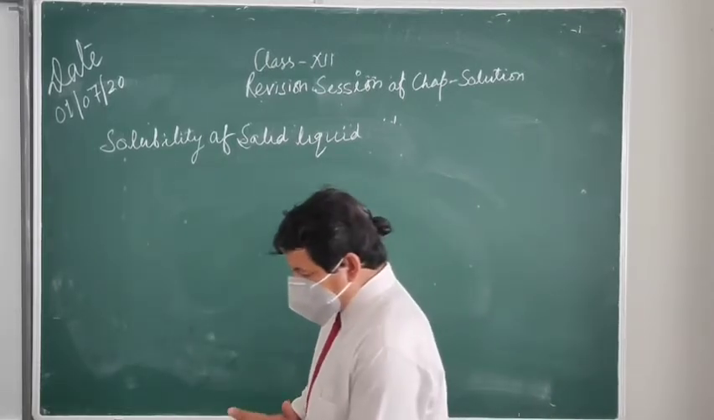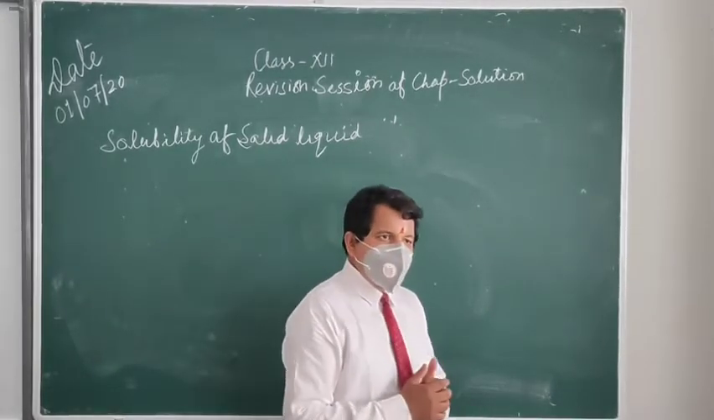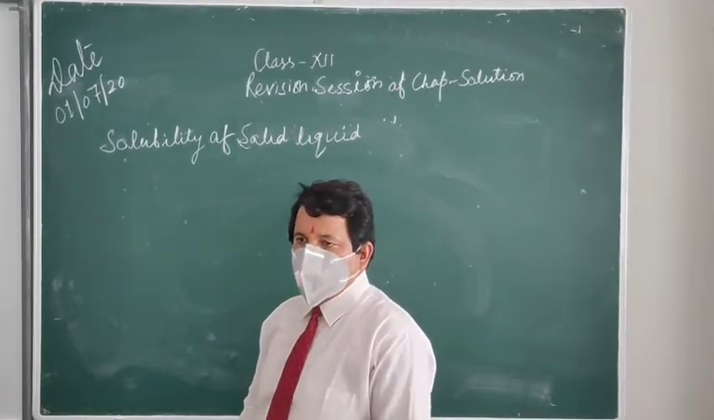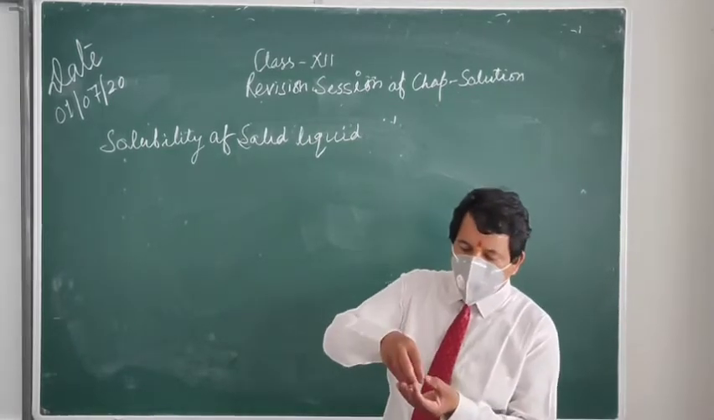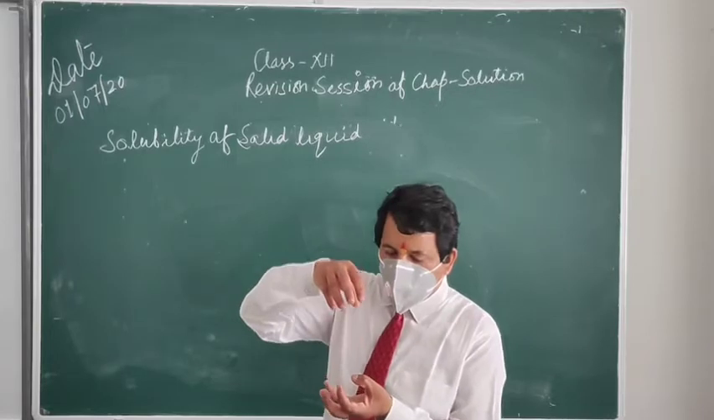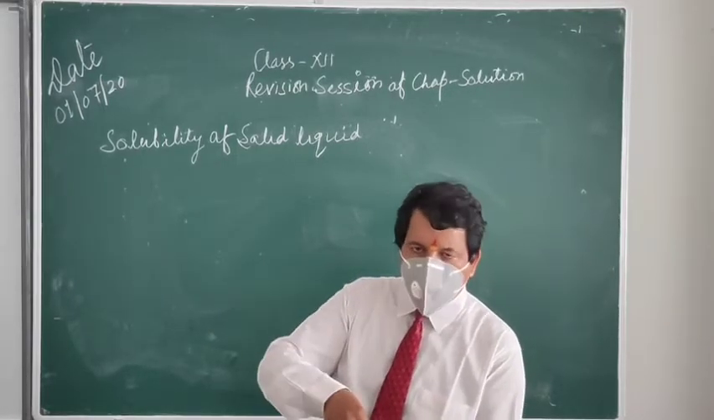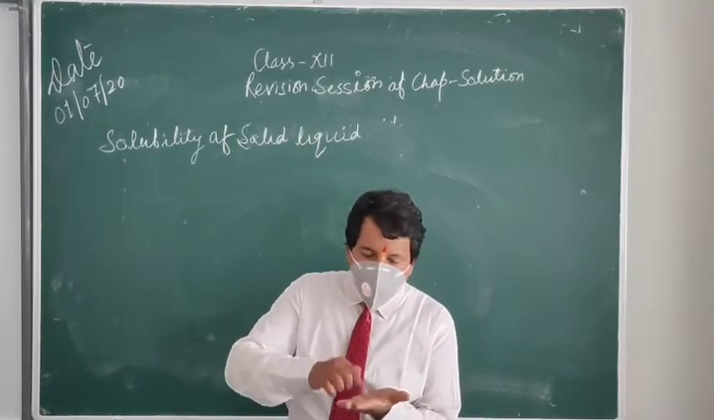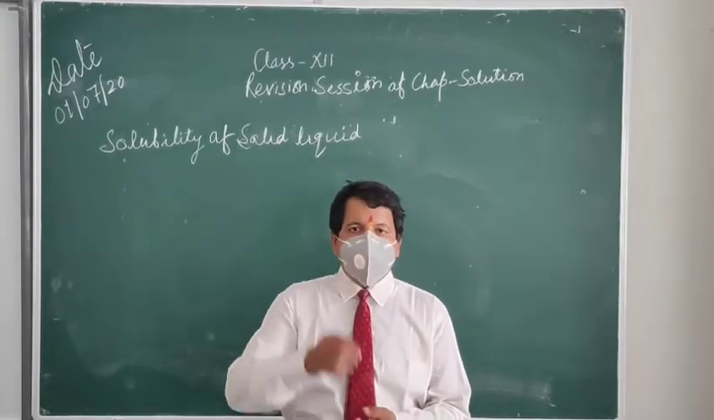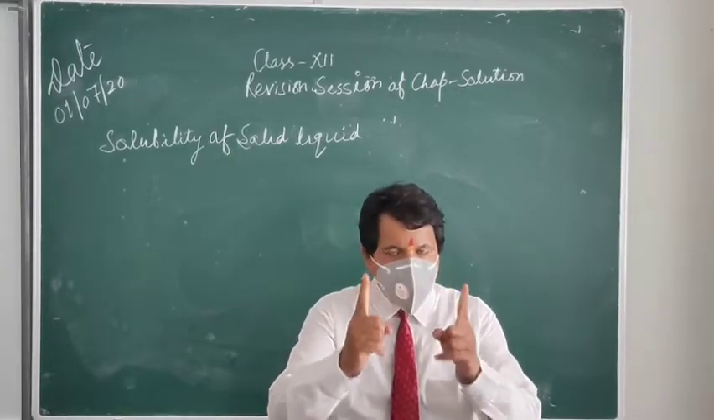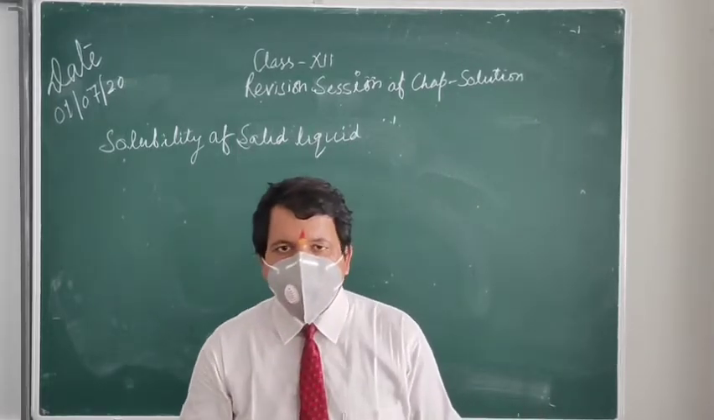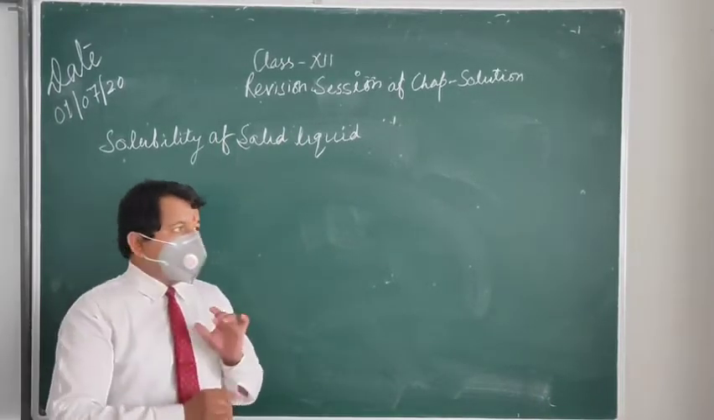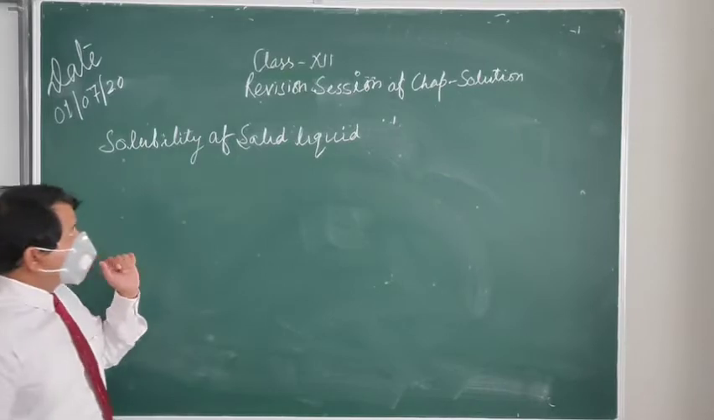Solubility means the maximum amount of any solute which can be dissolved in a given amount of solvent. Just like I am having 1 liter of water, how much maximum sugar I can dissolve in that particular water will be the solubility of that sugar. Similarly, for other solutes, it means how much we can dissolve in any given amount of solvent.